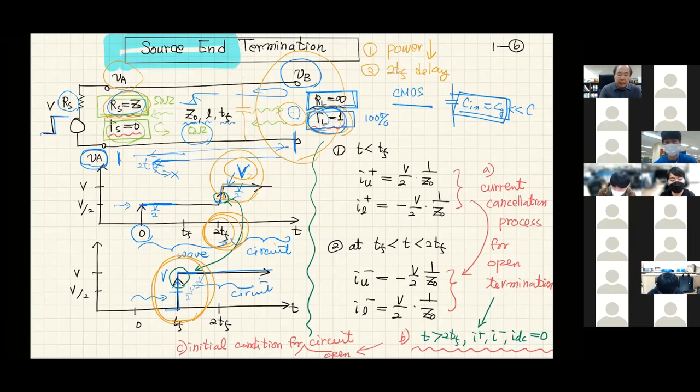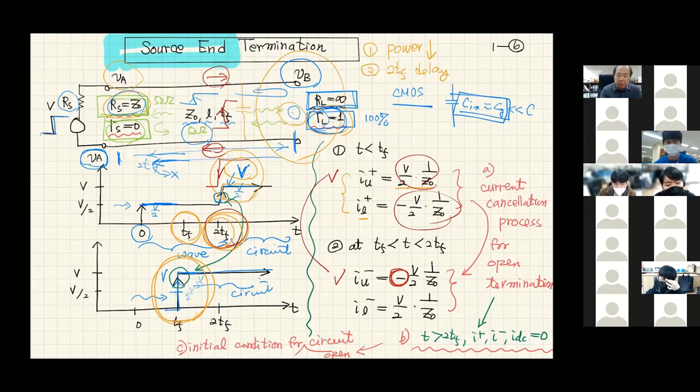Another interesting point is that, in this wave theory, we initially have an incident wave current, and on the lower line we have the incident wave induced when we have a transition here and here. But when the wave is reflecting back, I assume we have a minus 180 degree phase difference. That means we see a minus sign here, and this current will cancel out when we have back propagation. So initially we have DC current, but after the 2TF time delay, all this current is canceled out. So after that, in the circuit regime, we have no current conduction. That is the condition for open termination.